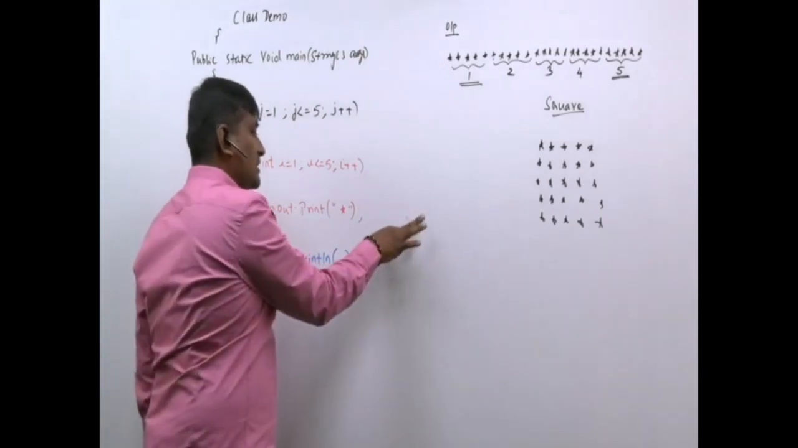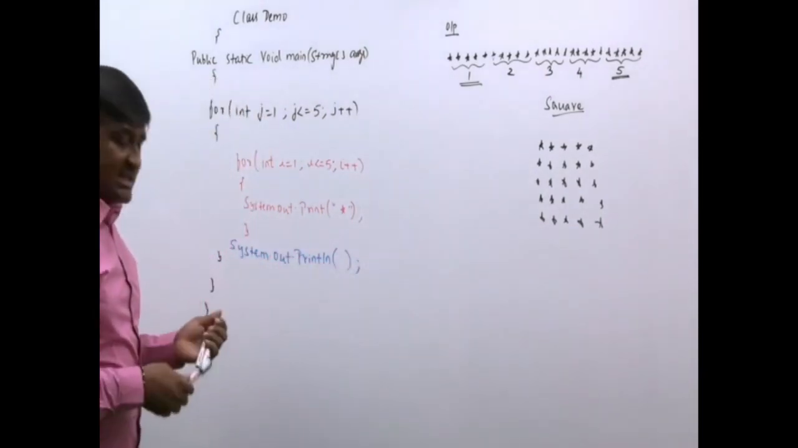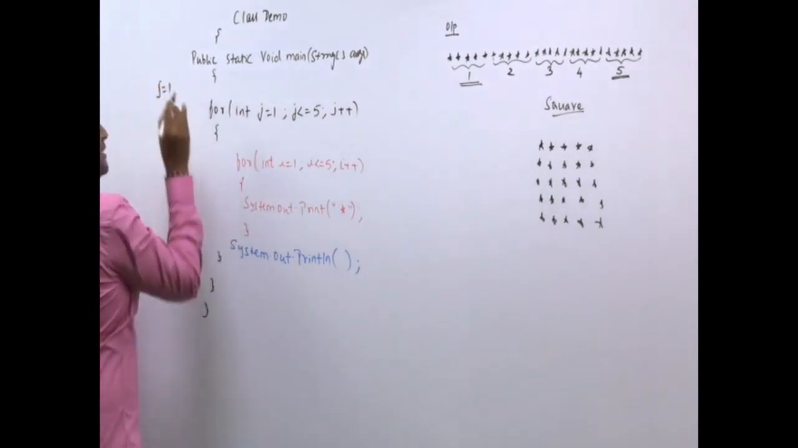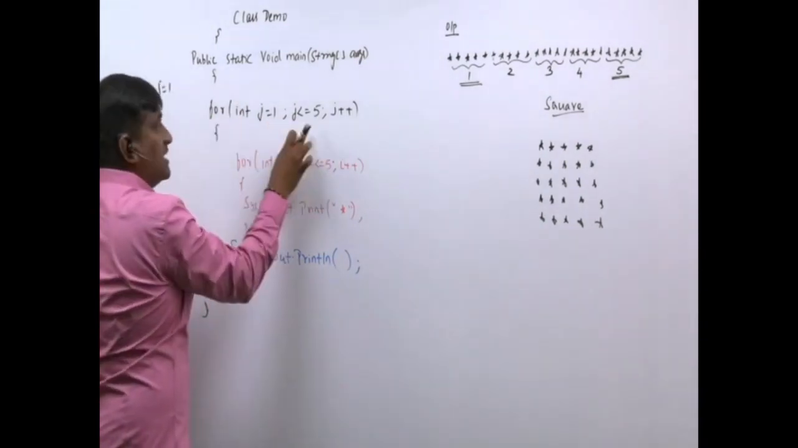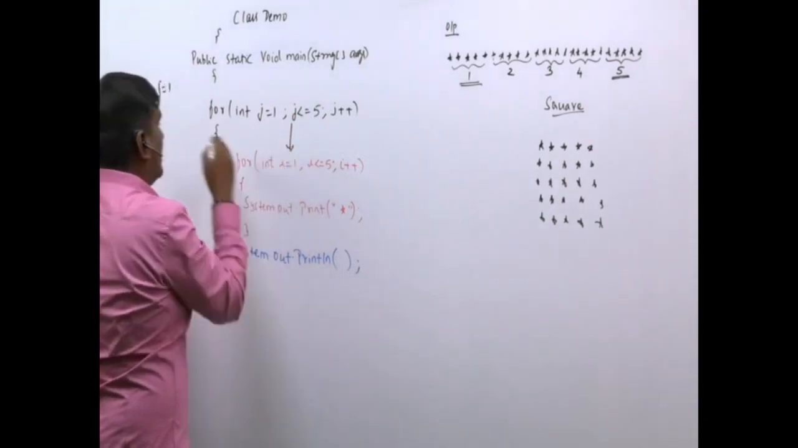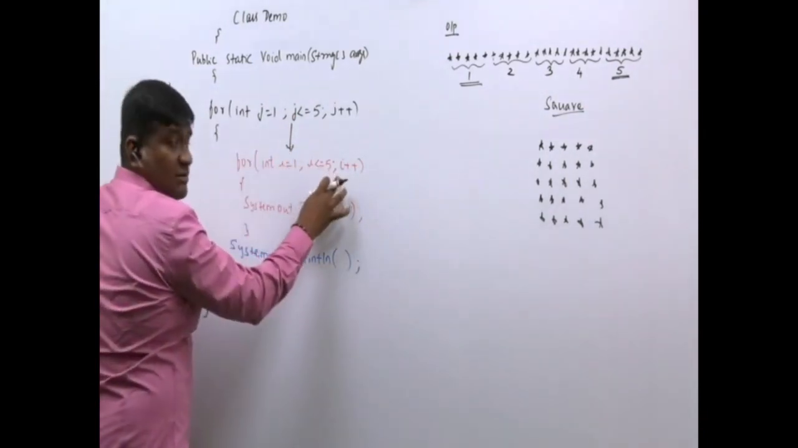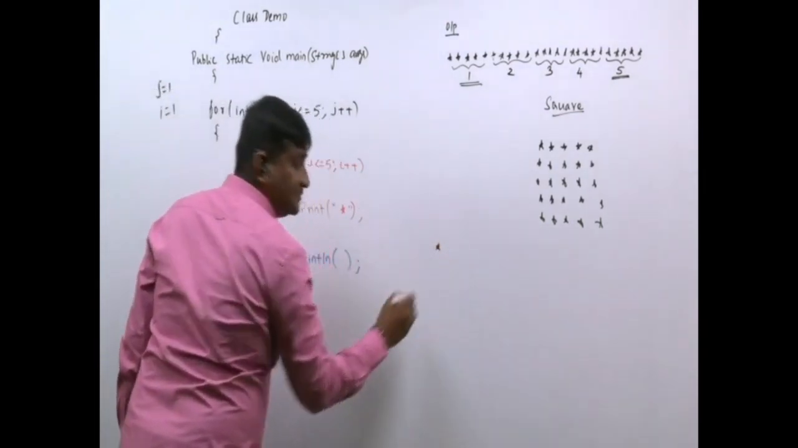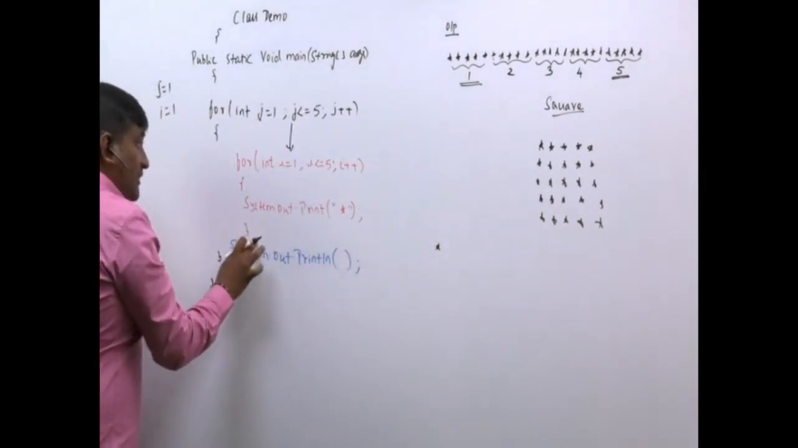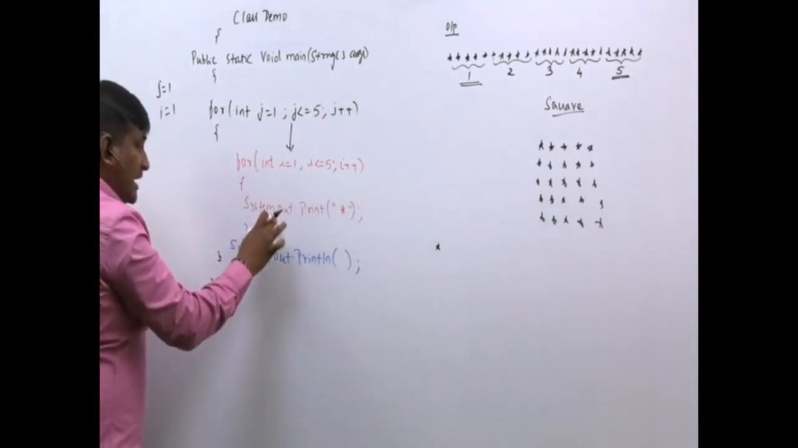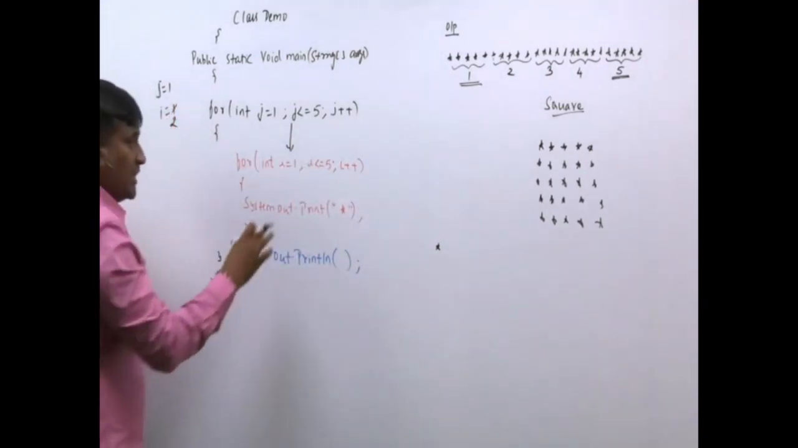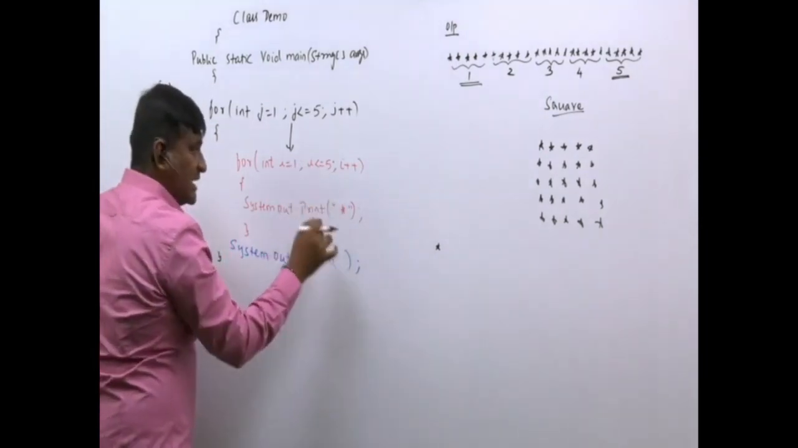Okay, sir, how does this work? I will trace it. Pay attention. J equal to 1. Is J less than or equal to 5? That is, 1 less than or equal to 5. Yes. Come inside. I equal to 1. Is 1 less than or equal to 5? Yes. Come inside. System.out.print. What to print? Star. After that, the first inner for loop will go back and check the condition. Before that, I gets incremented to 2. Is 2 less than or equal to 5? Yes. Come inside. Print star.